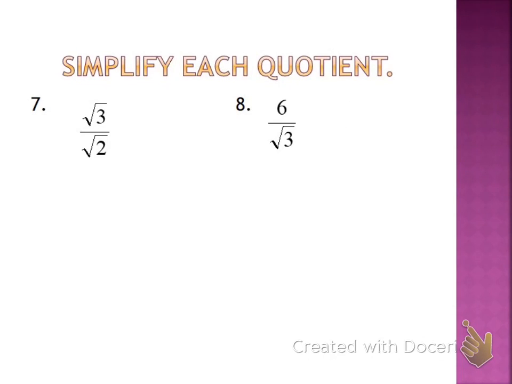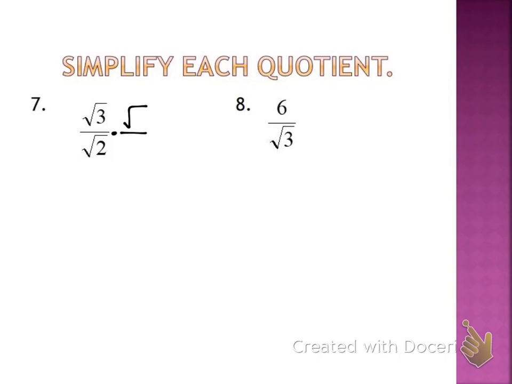Number 7, not a whole lot different from what we've been doing. What am I going to do to get the radical out of my denominator, Quentin? Multiply the bottom radical to the top radical. And? Close. We have to multiply it to both the top and the bottom.